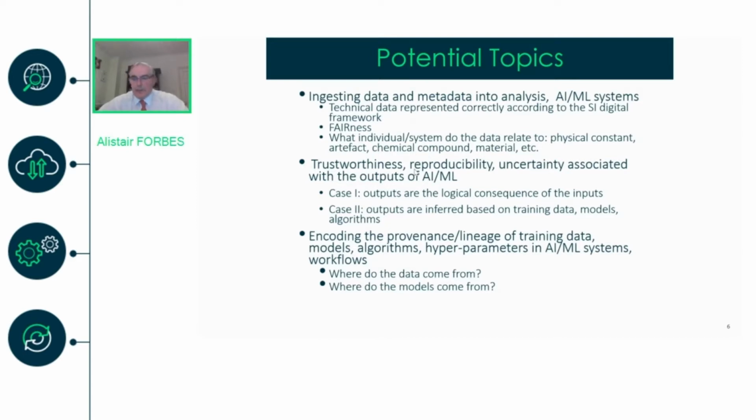A second topic is how we assure and assess the trustworthiness of the outputs of analysis systems. A fundamental aim of metrology is to ensure that measurement data used in analysis is trustworthy. But we're also concerned with the trustworthiness of the outputs, not just the input data. And this presents a particular challenge when the outputs depend on training data, models, algorithms and software. So a related topic is how can we encode the provenance of models and algorithms and software in workflows? We may be able to specify the provenance of the data, but how do we specify or encode the provenance of the model, algorithm, and software underlying the analysis?